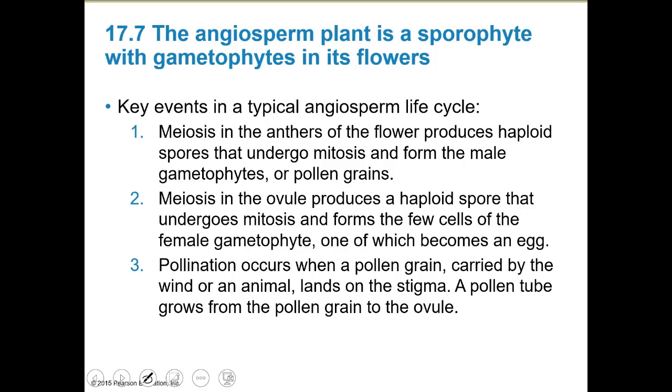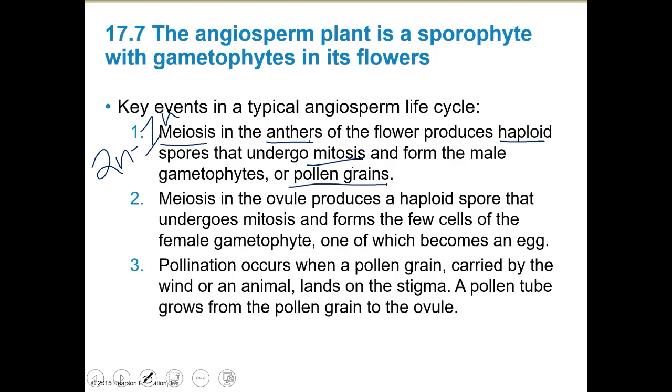So just the key events, we'll look at these quickly, not trying to rush things. We just want to see what they're doing. So the key events in a typical angiosperm is that we'll have meiosis, and we'll actually go through the little alternation of generations on this one, but it's a weird one. So meiosis in the anthers. So remember, that's 2N to 1N, if you like the words on that one. In the anthers, our male parts of the flower produce haploid spores that will undergo mitosis to form male gametophytes or pollen grains.